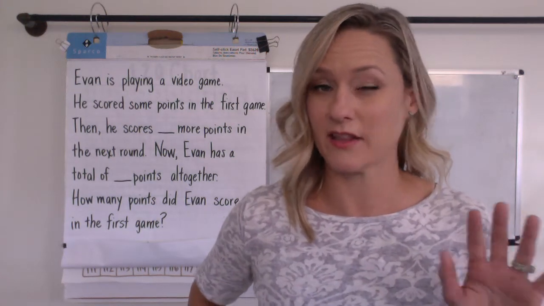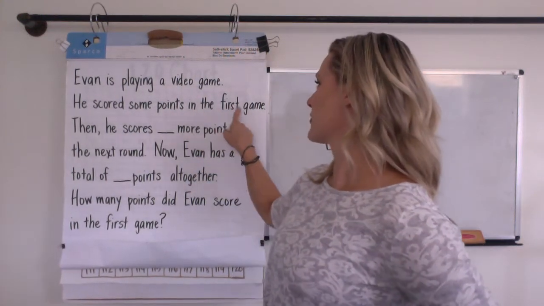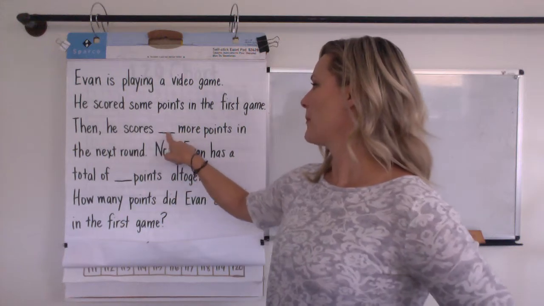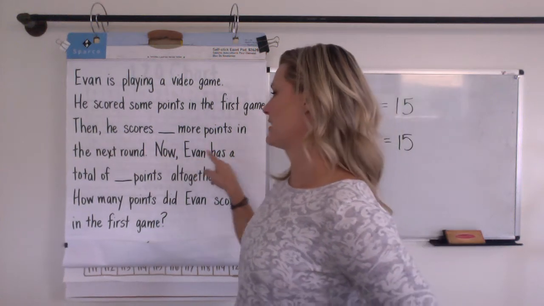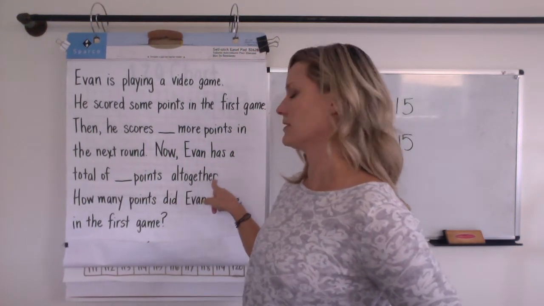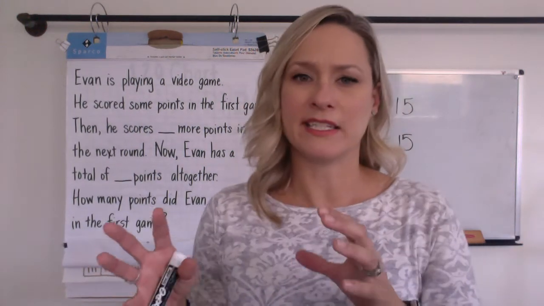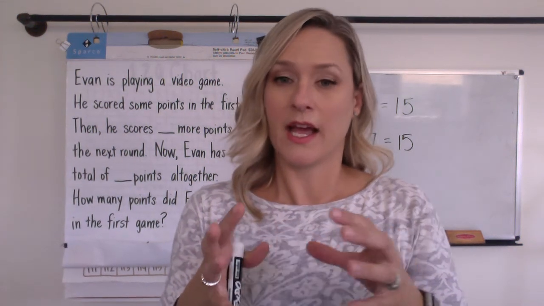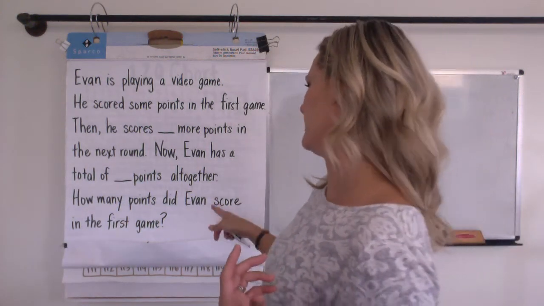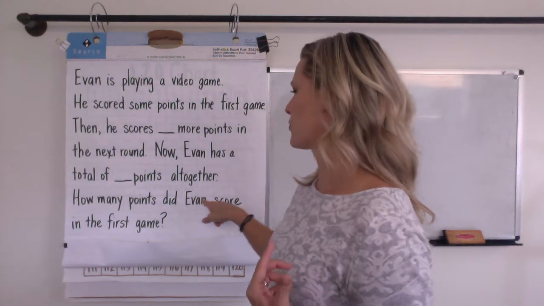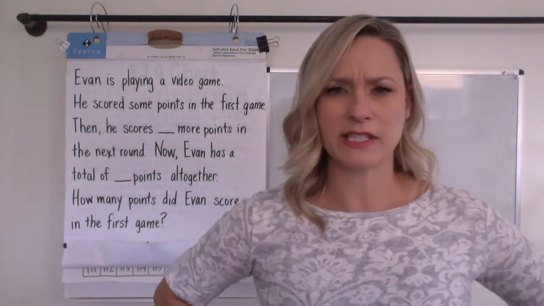Okay, so we're going to check this out together. Ready? Evan is playing a video game. He scored some points in the first game. Then he scores more points in the next round. Okay. Now Evan has a total of points all together. Okay, so we know he played a video game. We know that he scored some points in the first round. And then he did score some points in the second round. And then we know his total. All right, so far so good. How many points did Evan score in the first game?